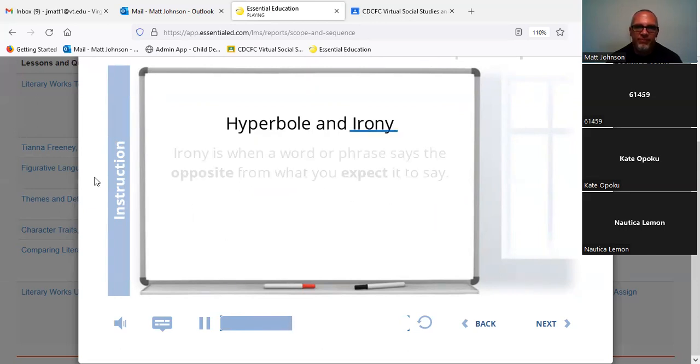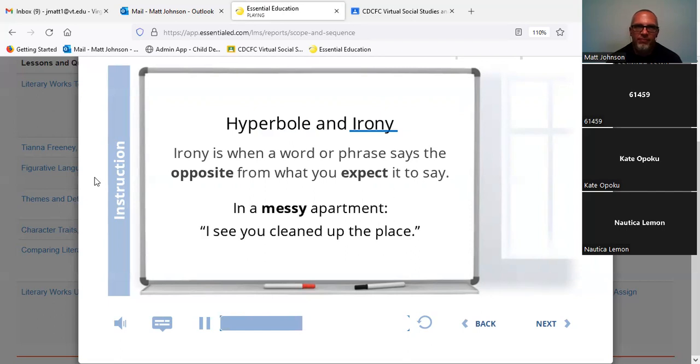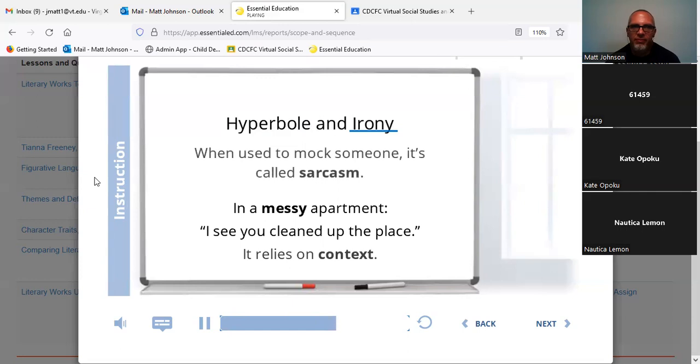Irony works a little differently. Irony is when a word or phrase says the opposite from what you expect it to say. If I walk into a messy apartment and say, "I see you cleaned up the place," then I'm being ironic. I'm criticizing the apartment for being messy by pretending to compliment it for being clean. Irony relies on context. You have to see what the irony is commenting on, or you won't understand the irony. If someone heard me say, "I see you cleaned up the place," without seeing the messy apartment, they might think I was being literal.